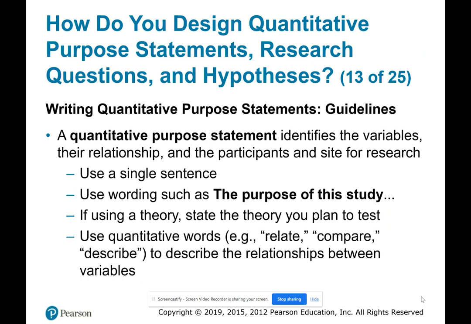Here are some guidelines. Number 1, write the purpose statement in a single sentence. Number 2, start your sentence with "the purpose of the study." Number 3, if you plan to use a theory, state it in your sentence by stating "test a theory." Number 4, use words like relate, compare, describe to indicate whether variables will be related, groups will be compared, or variables will be described. Number 5, when comparing, specify the independent, dependent, and any other variables.